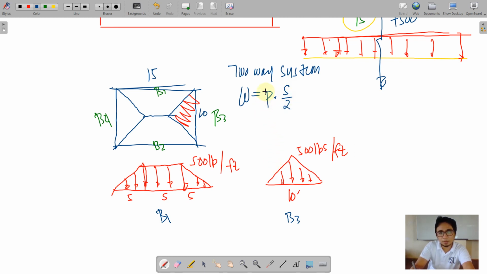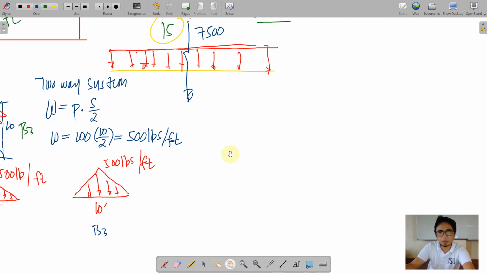Okay, pressure times the half of the shorter distance. So let us test that one. The pressure here is 100, right? And the half of 10 is 5, or 10 over 2 is 5. So we have now 100 times 10 over 2, that is equal to 500 pounds per feet. So this is the peak value in which we have used that on the trapezoid and the triangle respectively. Okay, so another example.